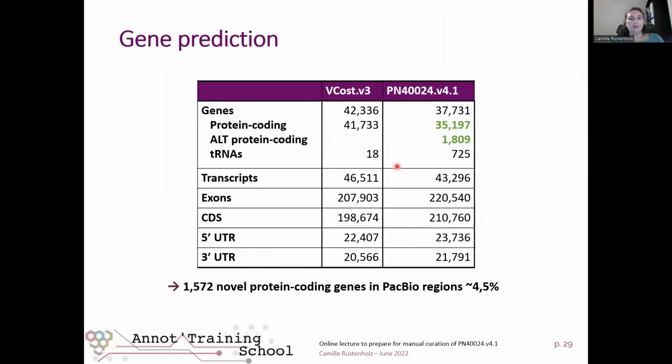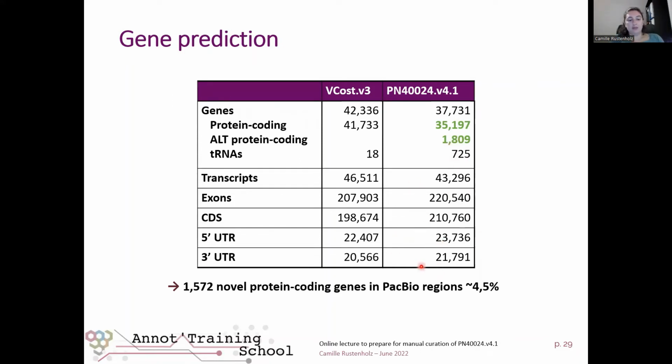The results of these gene predictions are shown and summarized in this table. For the v4.1 annotation version, we ended up with 35,197 protein coding genes. We found 1,809 protein coding genes in the alt region, the allelic version of the heterozygous regions, and some tRNAs as well. So you have all the metrics here.